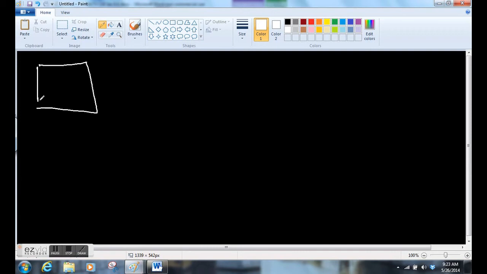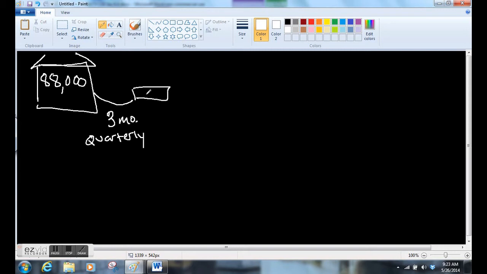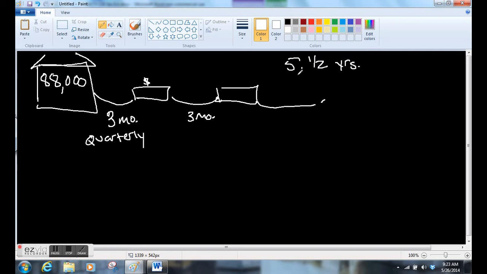So now, in our house of money, where they keep all the money, we have $88,000. And we're going to compound quarterly, so every 3 months, because it's quarterly, you're going to get a little payment. You get a little paycheck every 3 months. And at the end, this is going to keep going for 5.5 years. You're going to get these payments. 5.5 years, you're done. And you're making 5.8%.